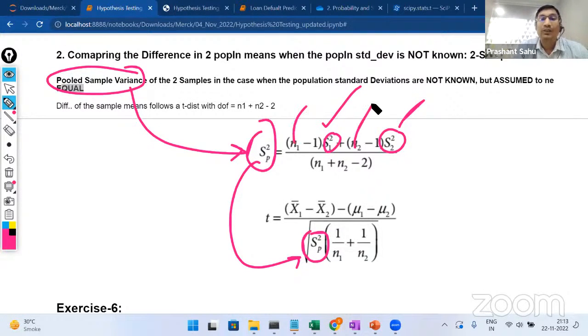What are N1 and N2? These are the sample sizes. What is X1 bar and X2 bar? These are the mean values coming from the two samples. And what is mu1 and mu2? These are the claimed population means.